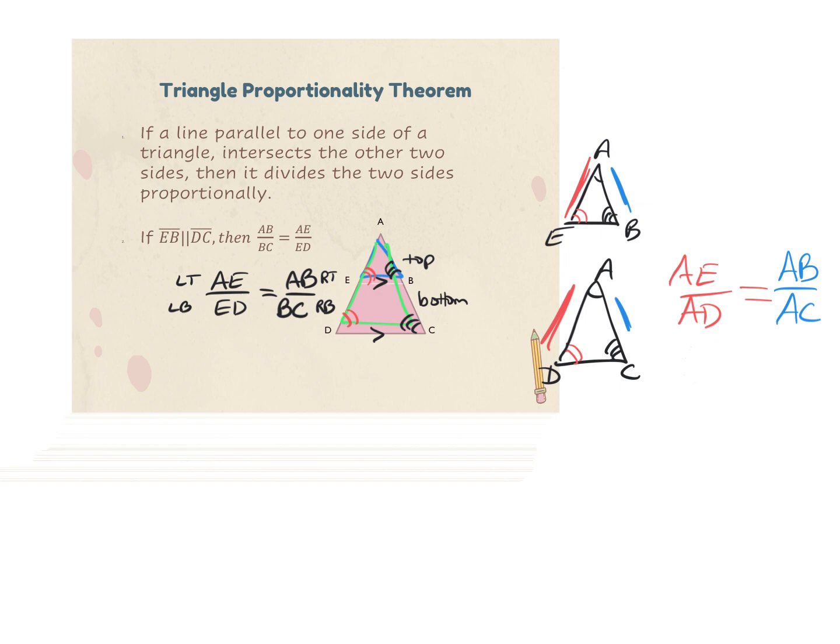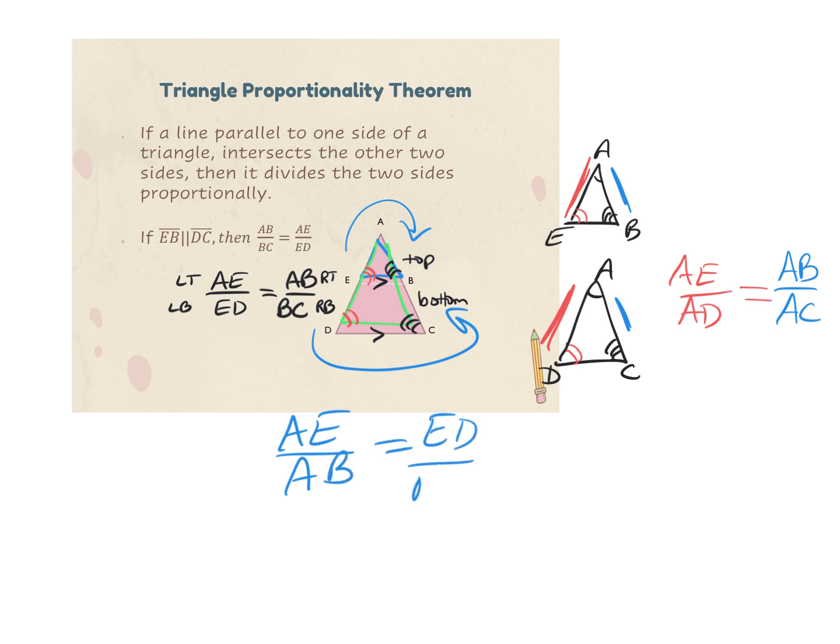Because technically, we could also go AE over AB and ED over BC. So you could also do it AE and go side to side, and then ED over BC. Any of these will work, but find a method and stay consistent. I think the top over bottom makes most sense.